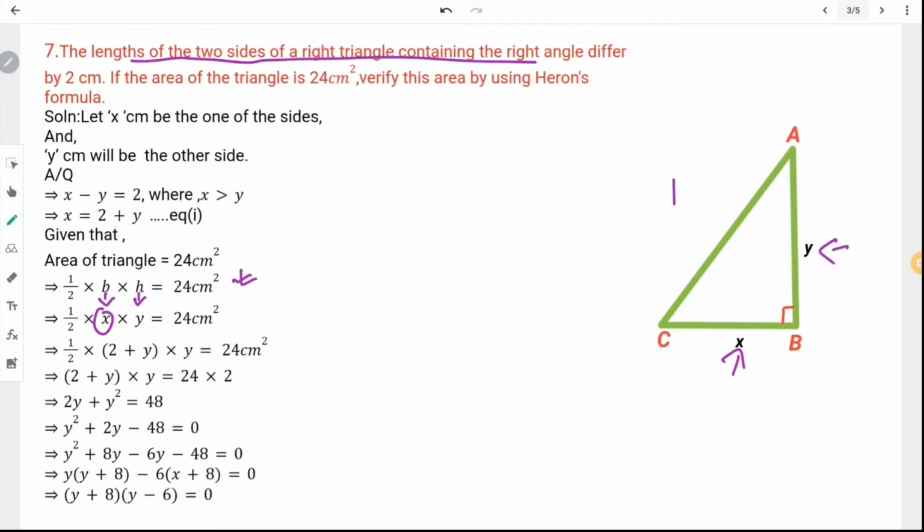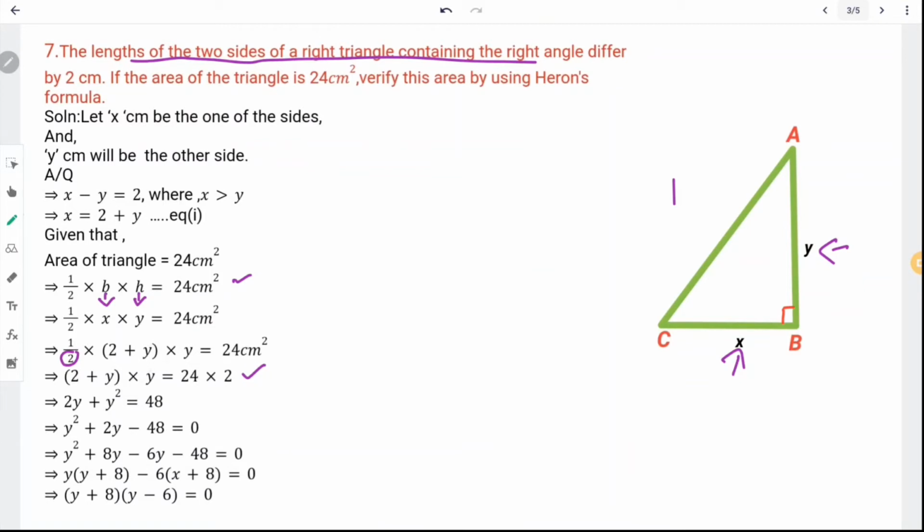Okay, in place of x we'll substitute this. In place of x, we can write 2 plus y, because you can see x equals 2 plus y. So I've written here 2 plus y. All right, once we're done with the next step, we'll send this 2 by cross multiplication to the other side. So we're going to have 24 into 2.